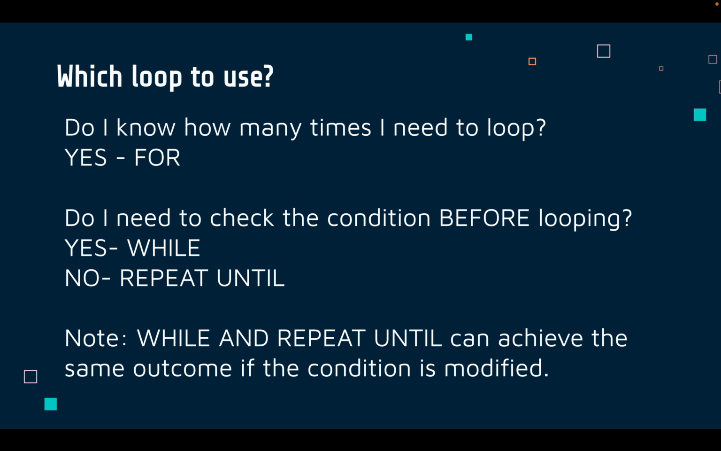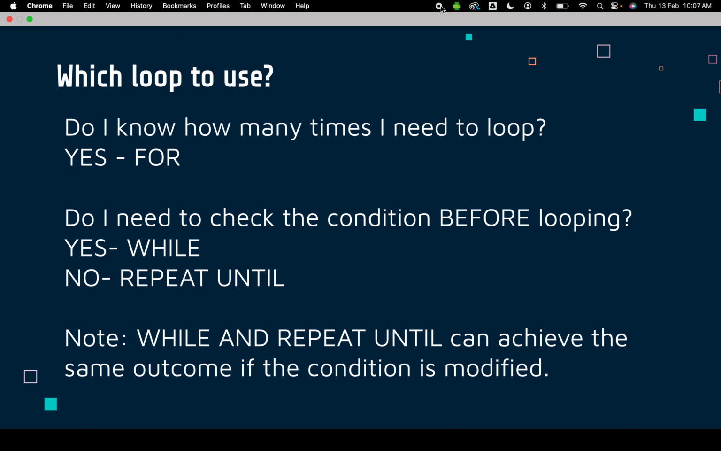And that's it, guys. That's pretty much loops and choices. When we're talking about the right questions to ask here, remember our focus is not being correct, but asking the right questions. Do I know how many times I need to loop? Yep, I'm doing a for loop. Do I need to check a condition before looping? Yes, I use the while loop. Not really, I use a repeat until. And like I said, the while and the repeat until can achieve the same outcome if the condition is modified. We're going to go into that in a bit more detail in class.